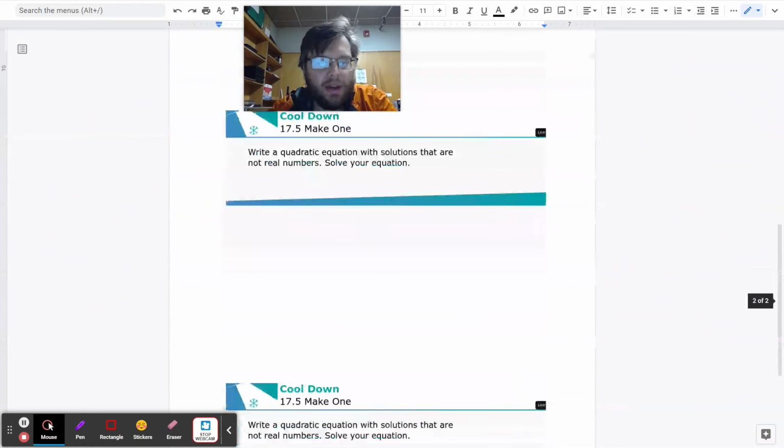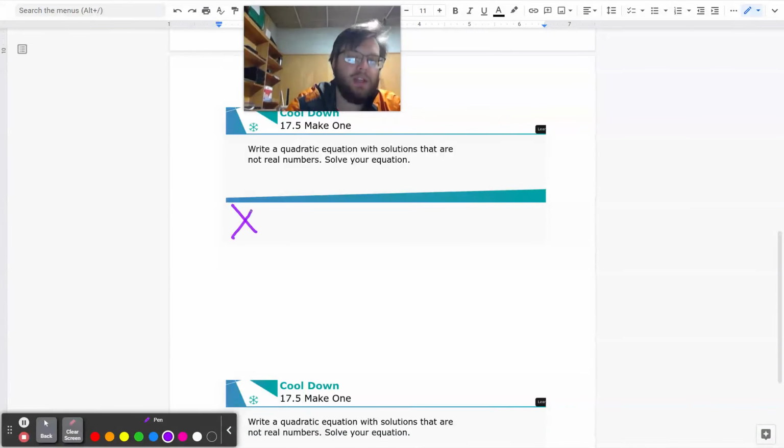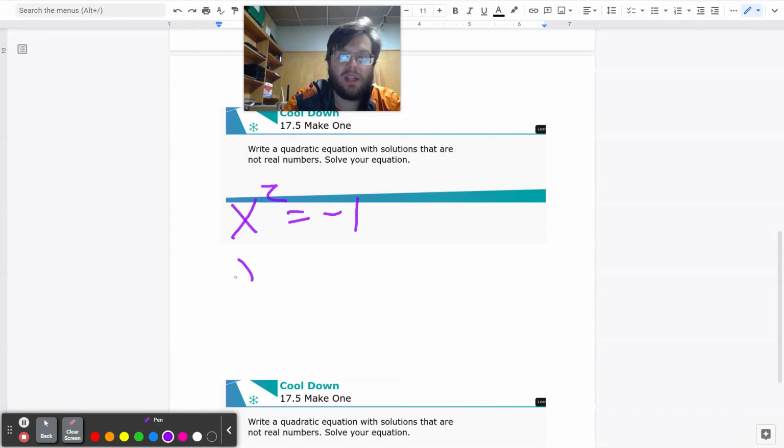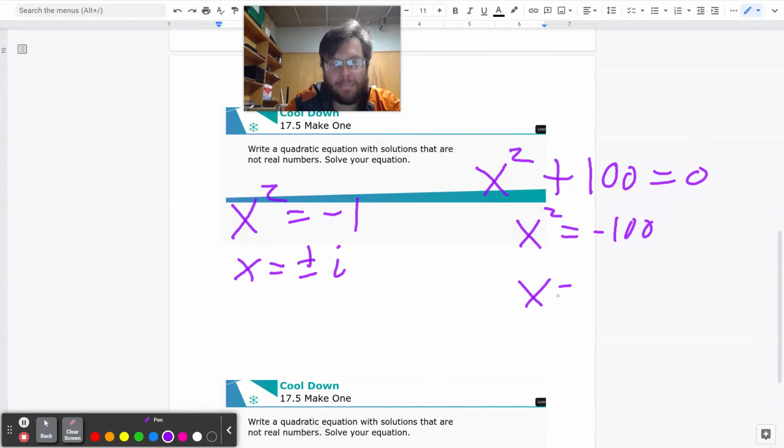So sliding on down to the next part, we're just writing a quadratic equation with solutions that are not real numbers. Here's an example, x squared equals negative 1. That has the solutions plus or minus i. Here's another example, x squared plus 100 equals 0. That one doesn't have real solutions because if I try to solve it, I have to take the square root of negative 100, which is 10i.